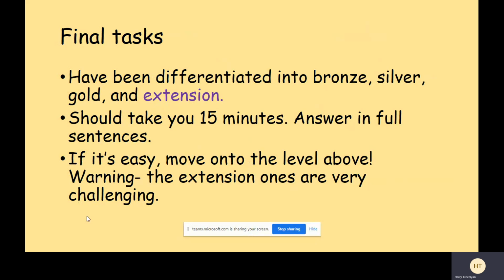But if it's easy, please move on to the next level, because the easier something is, the more boring it is, I usually find. But yeah, there's the warning again. The extension ones are very challenging. Don't worry if you don't understand them.